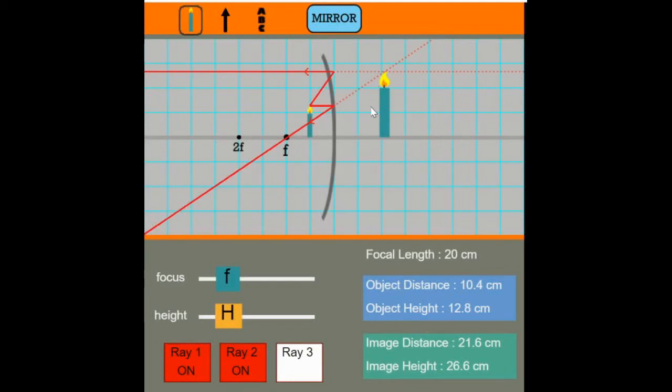And what are the characteristics of the image? That means when an object is placed between F and pole, the image is formed behind the mirror and it is a virtual image and the size of the image is enlarged. So these are the cases when the object is placed in different places in a concave mirror. So a concave mirror is also called a converging mirror. So randomly I will select the place of the object and show you where the image is formed.